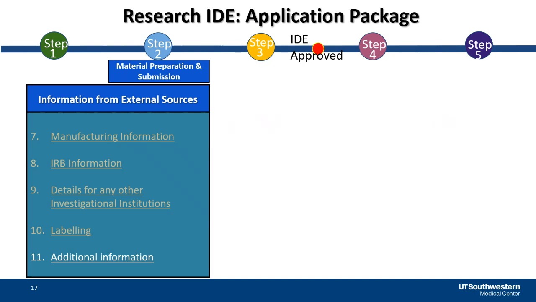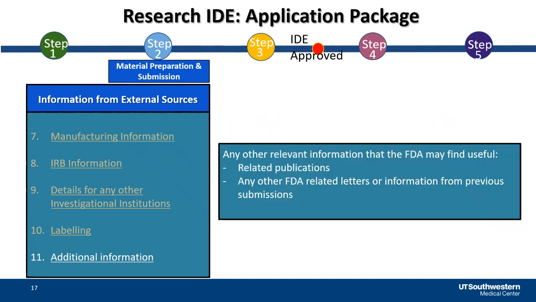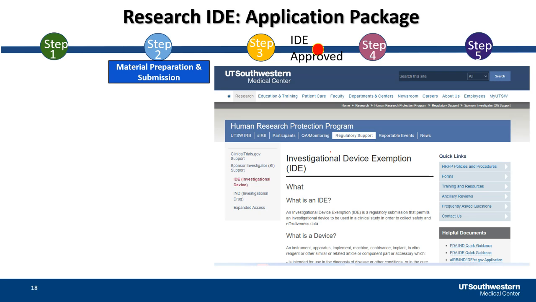And then additional information. If there's any other relevant information the FDA may find useful, publications, letters, or anything else, you can include it in this section. Okay, so this is a lot of information. That's the main bulk of your application.